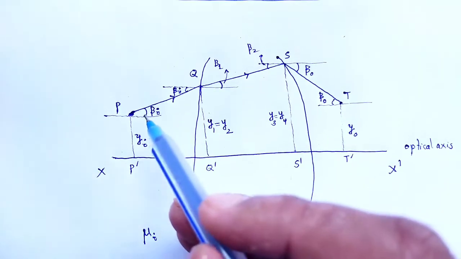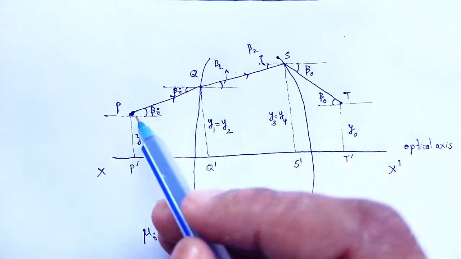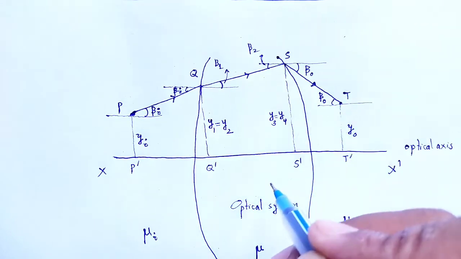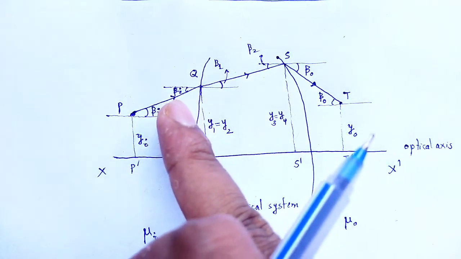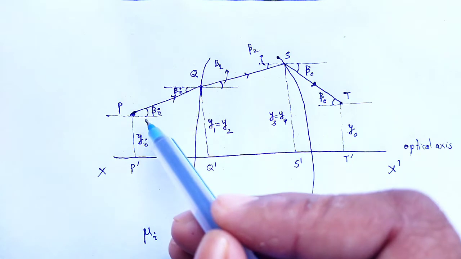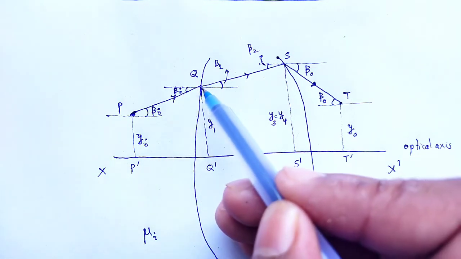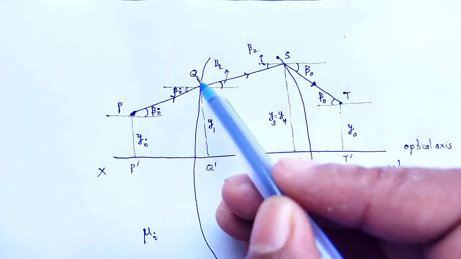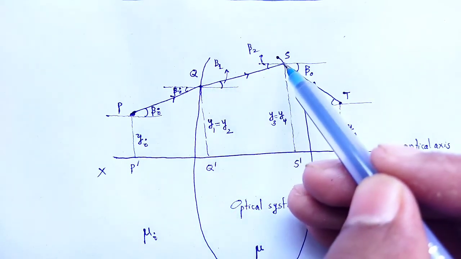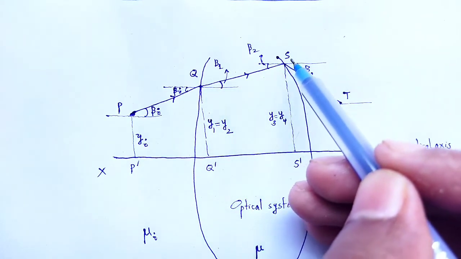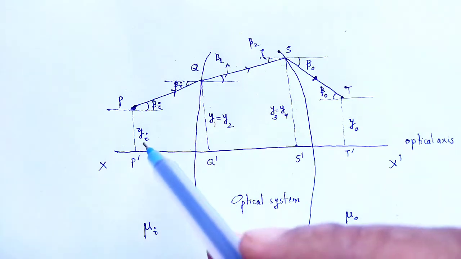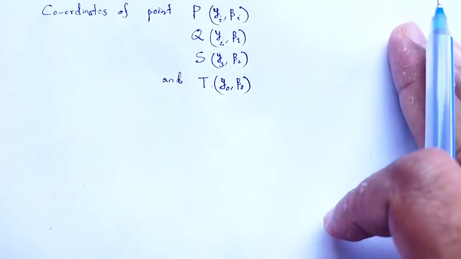Now look here, the ray goes from the input plane to the output plane under various steps. Here in PQ the medium is the same, so translation occurs, and at point Q due to the change in medium the phenomenon of refraction occurs. Inside the optical system there is no change in medium, therefore translation occurs, and at that surface again refraction occurs, and like this. So the ray undergoes the following processes.